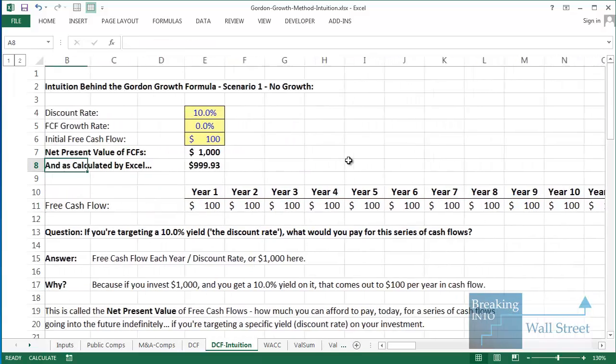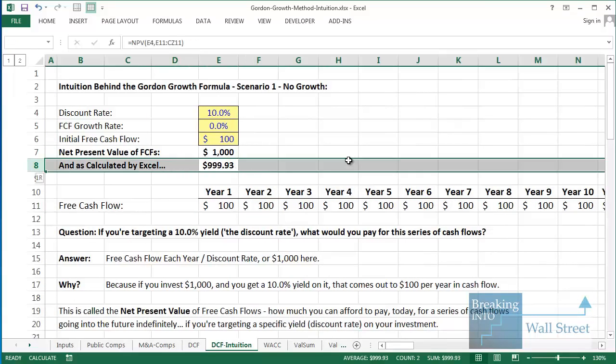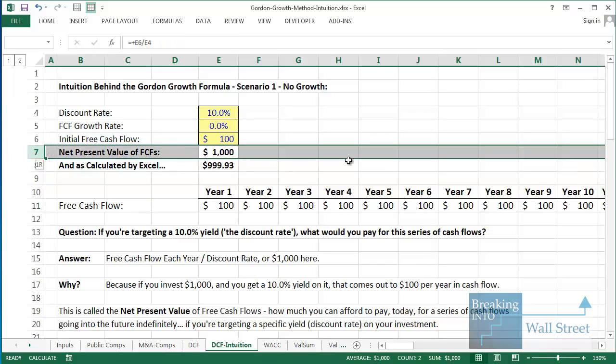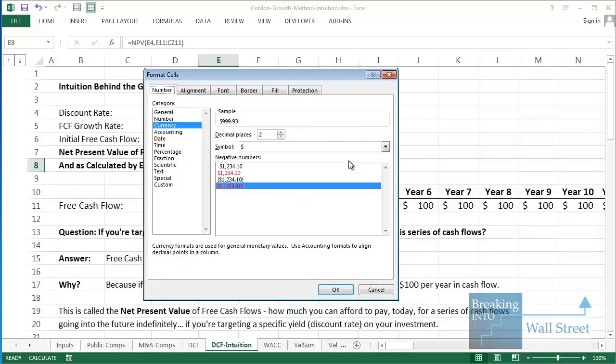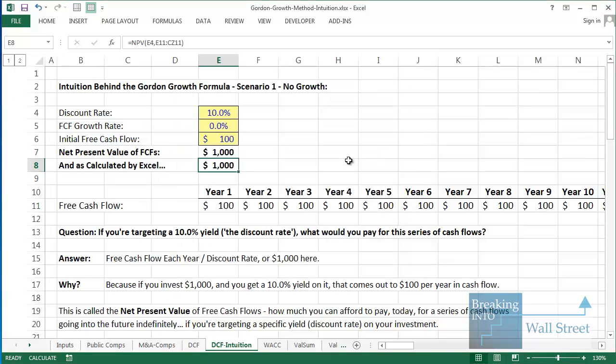And look at this. Excel gives us almost the same number, 999.93. So if we had a few more years, or a couple hundred more years or something like that, it would actually come out to 1,000 if we made it go into infinity. But you can see right here the concept matches up in Excel, because Excel knows what's going on here. It knows what we're doing.